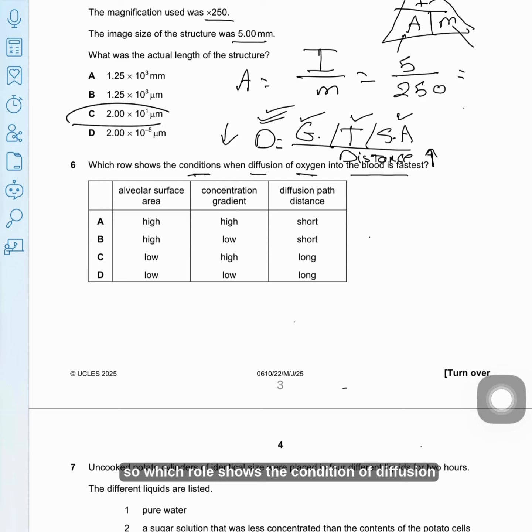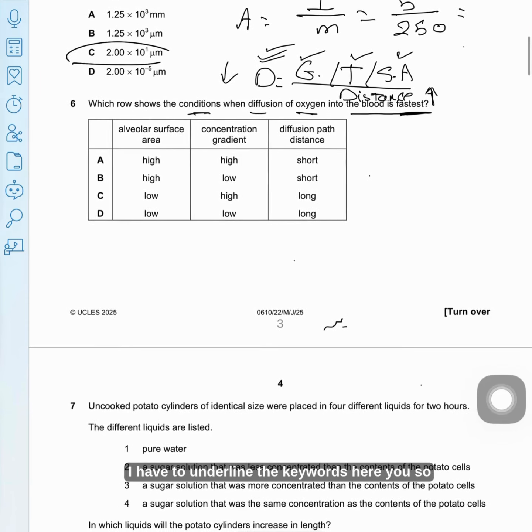So which row shows the condition when diffusion of oxygen into the blood is the fastest? I have to underline the keywords here. So which one will work? Excellent, A. Surface area is high, concentration gradient is high, and the diffusion distance is short.